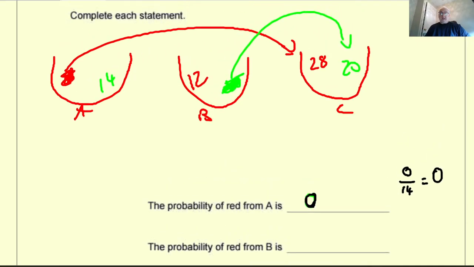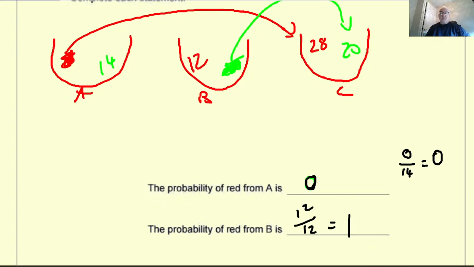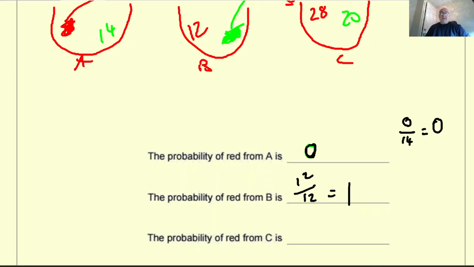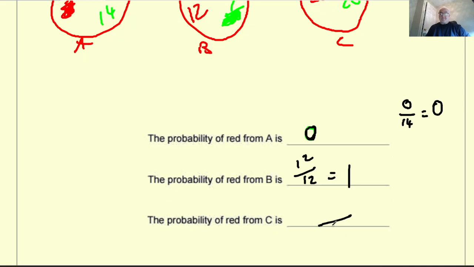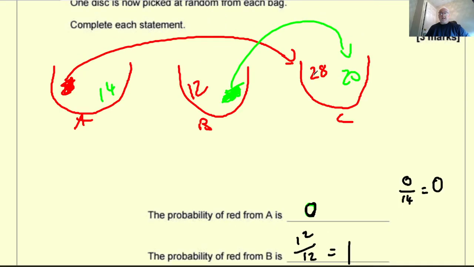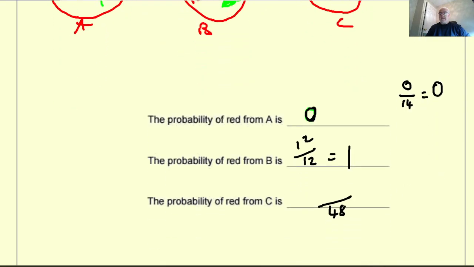Probability of a red from B is, well, I've got 12 red discs out of 12. So 12 out of 12. I could also write that, if it's all of them, as 1 whole, 1. 12 out of 12 is 1 whole 1. Both would get you the answer, 12 out of 12 or 1. And the probability of a red from C. Well, in total I've got 48, so that's my denominator. Red discs, I've got 28 red discs.